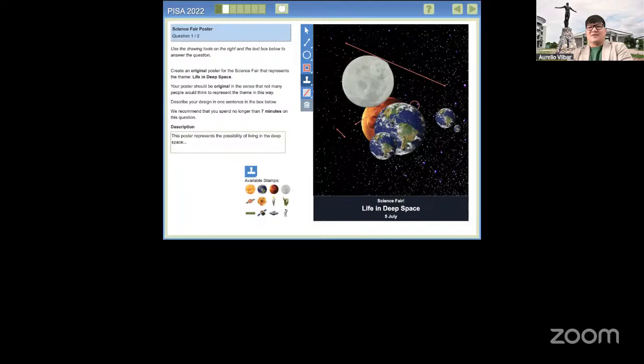Kakaiba, di ba? Okay. So, Ma'am Lorena, anong masasabi mo sa ganitong test? Pag ikaw kaya magti-take sa test na to, Ma'am Lorena, ano kayang feeling mo?